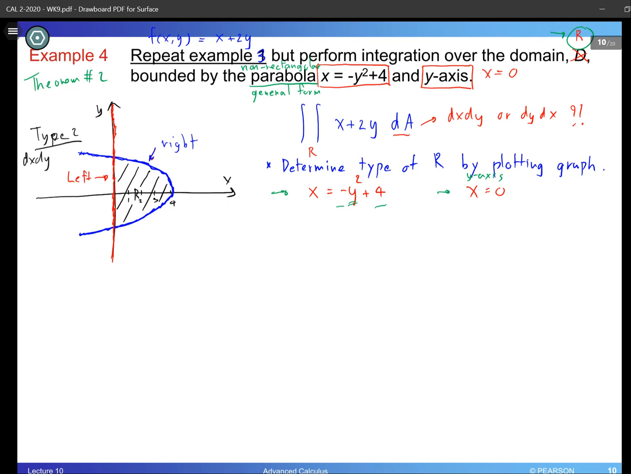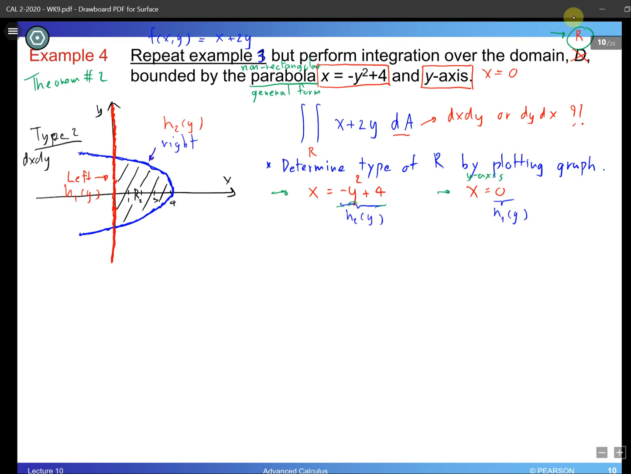Before we proceed with the double integration, now that we know the left and the right curves, we can assign them to some functions. The left is going to be h1 of y, and the right is going to be h2 of y. So this one is on the right, so it's h2 of y, and this one is h1 of y. Now let's complete the double integration.